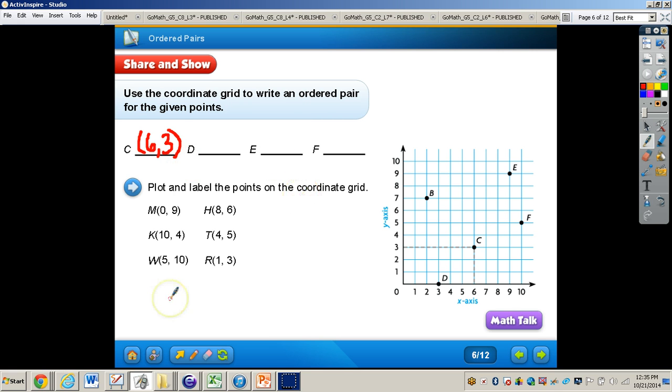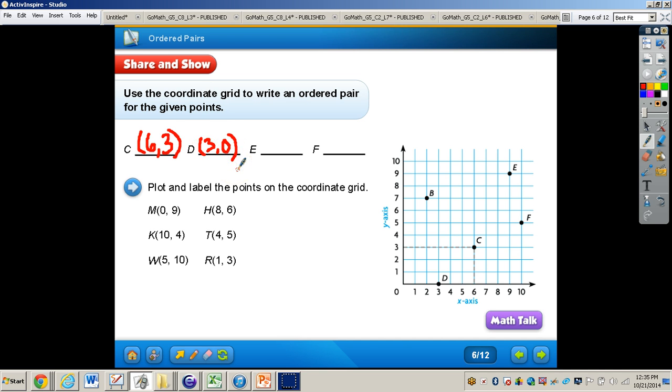Okay, now let's take a look at letter D. We can see first of all, starting from the origin, that the plotted point is 3 units to the right on the x-axis, so it's 3. And then it did not go up at all on the y-axis. You can see it's right in line with that 0, so (3, 0) for my ordered pair for letter D.